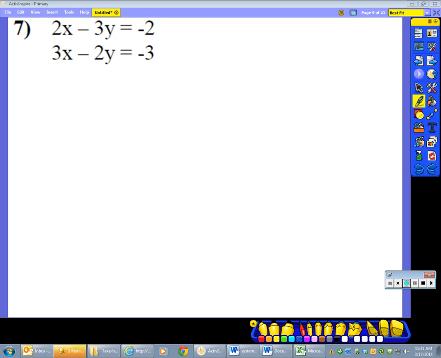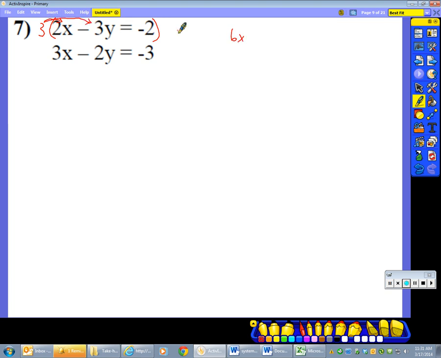Number 7, I'm going to try to eliminate some variables here. And it's kind of similar to number 6. I'm going to make one of these a positive 6x and the other one a negative 6x. So, to make this a positive 6x, I'm going to multiply that 2x times a 3. 3 times 2x is going to give me 6x.